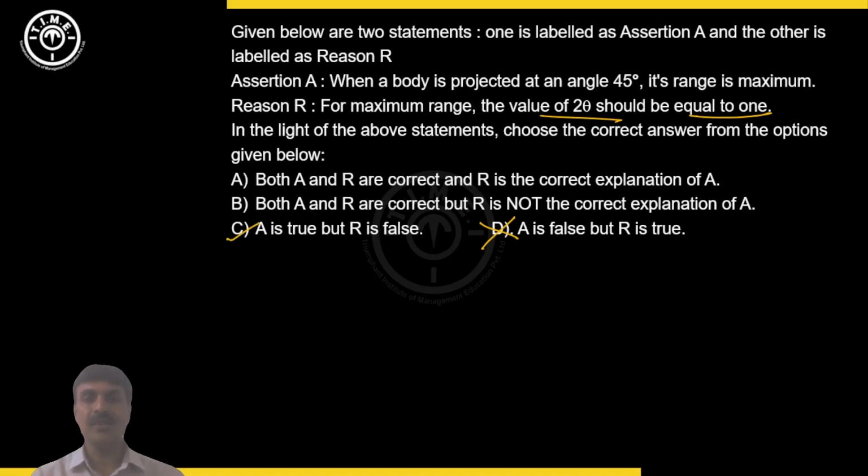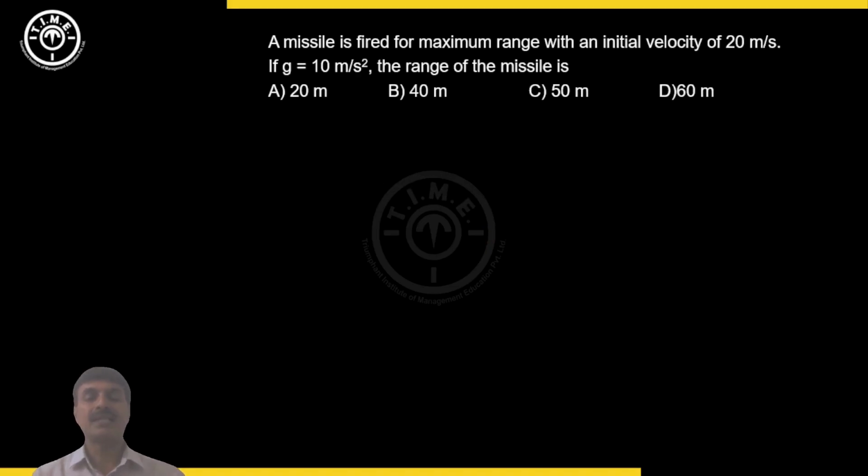Understood? Now, let us see a question that appeared in a recent NEET entrance. A missile is fired for maximum range with an initial velocity of 20 meter per second. See, angle of projection is not given, but indirectly it is given. It is projected for maximum range. Maximum range is possible if angle of projection is 45 degree. So body is projected for maximum range, means projected with an angle of 45 degree.